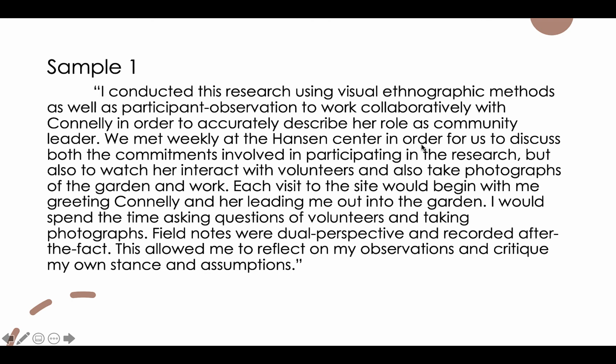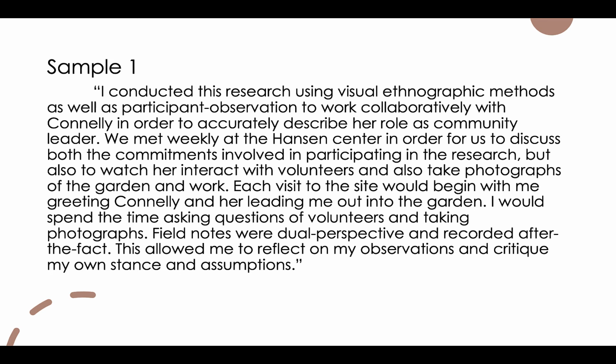We met weekly at the Hansen Center in order for us to discuss both the commitments involved in participating in the research, but also to watch her interact with volunteers and take photographs of the garden and work. Each visit to the site would begin with me greeting Connolly and her leading me out to the garden. I would spend time asking questions of volunteers and taking photographs. Field notes were dual perspective and recorded after the fact. This led me to reflect on my observations and critique my own stance and assumptions.